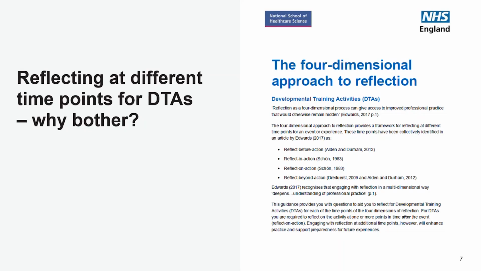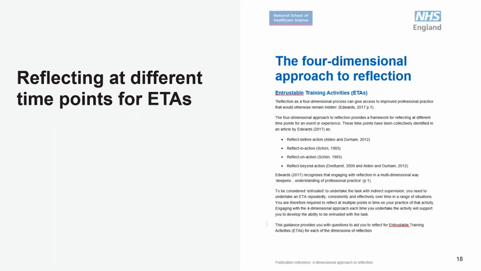So I've just got a screenshot there of the general guidance I've produced for the 4-dimensional approach to reflection for developmental training activities. And if you haven't seen that already, it is on the Learning Hub. It's actually in text on the Learning Hub, but also you can download a document of it. I think it's probably PDF. It might be OpenDoc. I think they've started to accept Open Docs on there, and I might have put it in. And again, we've got the same for the ETAs as well.